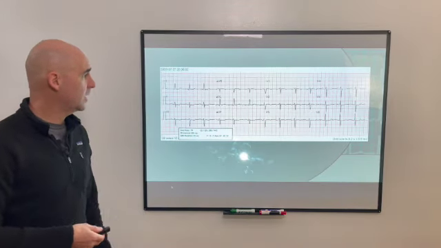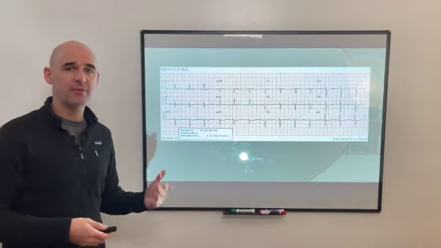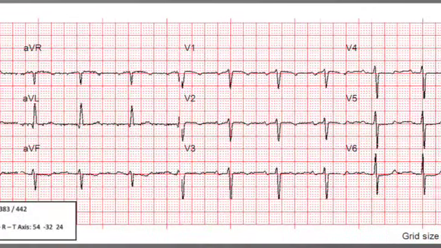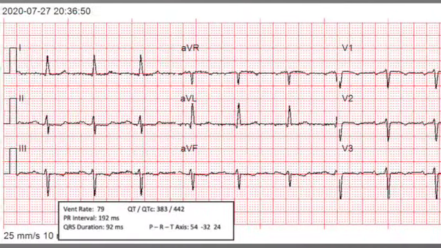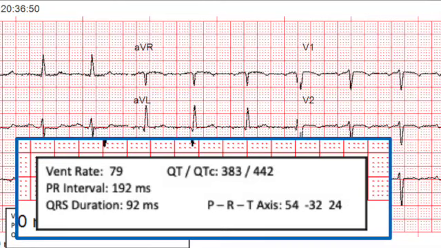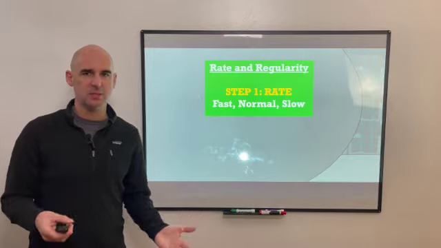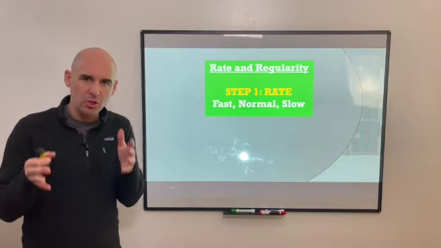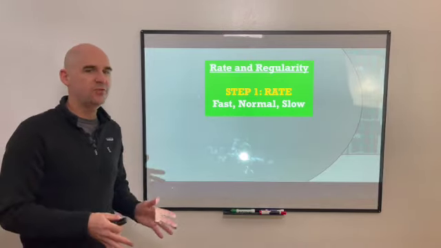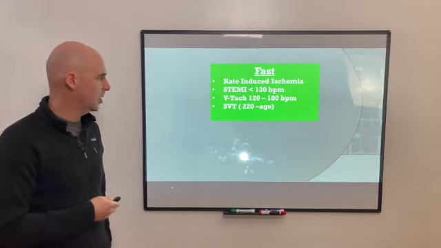Again, as soon as our 12-lead comes up, the first thing we're going to find on that 12-lead is where the rate is. In this case, we can see we have a rate of 79 beats per minute, a normal rate. But that's not always going to be the case. So we're going to look at the rate and say, is this too fast, is this normal, or is this slow?